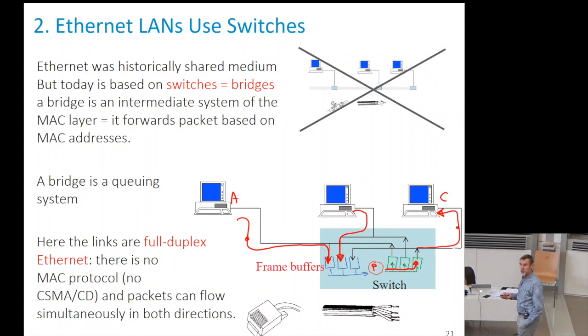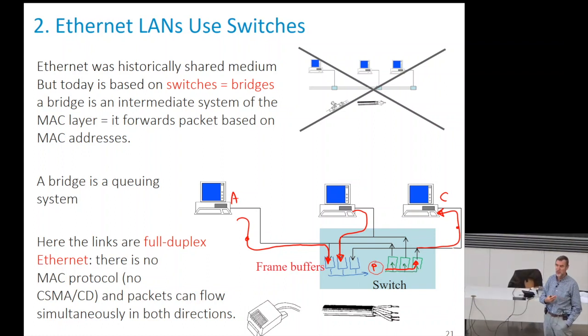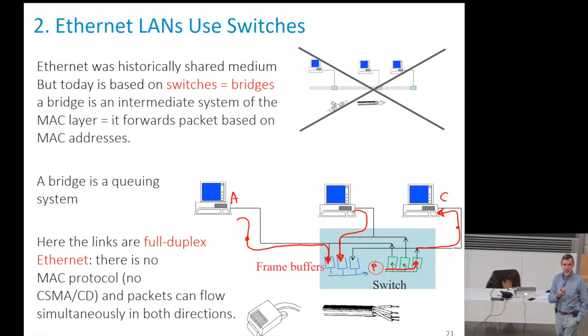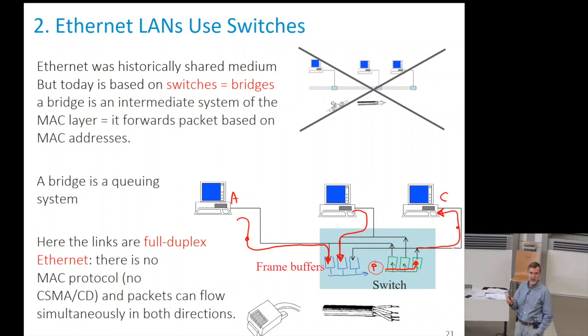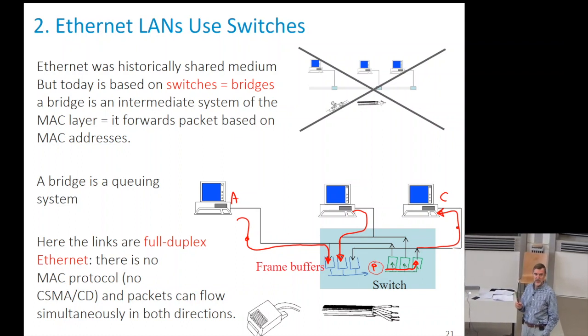Very much like a router does. So a bridge and a router superficially are the same. They are queuing systems that receive packets on inputs, put them into queues, switch them very fast from input to output, and in order to decide to which output it goes, it looks at the destination address. Except a bridge looks at a MAC destination address, a router looks at an IP destination address here.